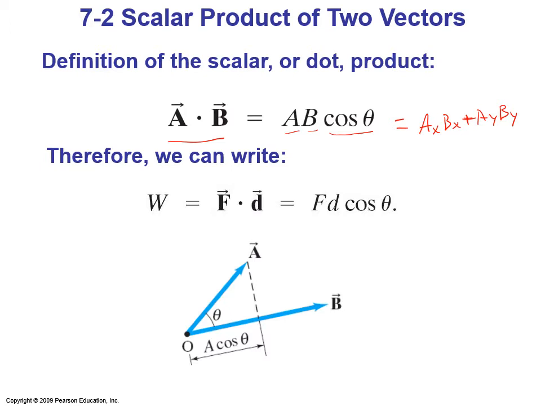So two perpendicular vectors have a dot product of 0. Two vectors that are parallel with each other, pointing in the same direction, have a maximal dot product, and two vectors pointing in opposite directions from one another, that are anti-parallel like this, will have a dot product that is negative, and it's maximally negative in that case.